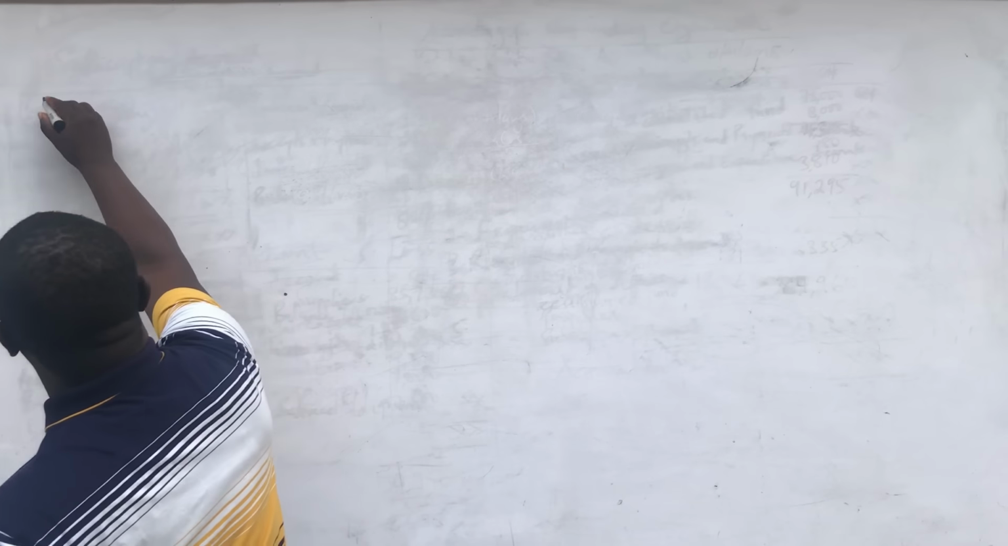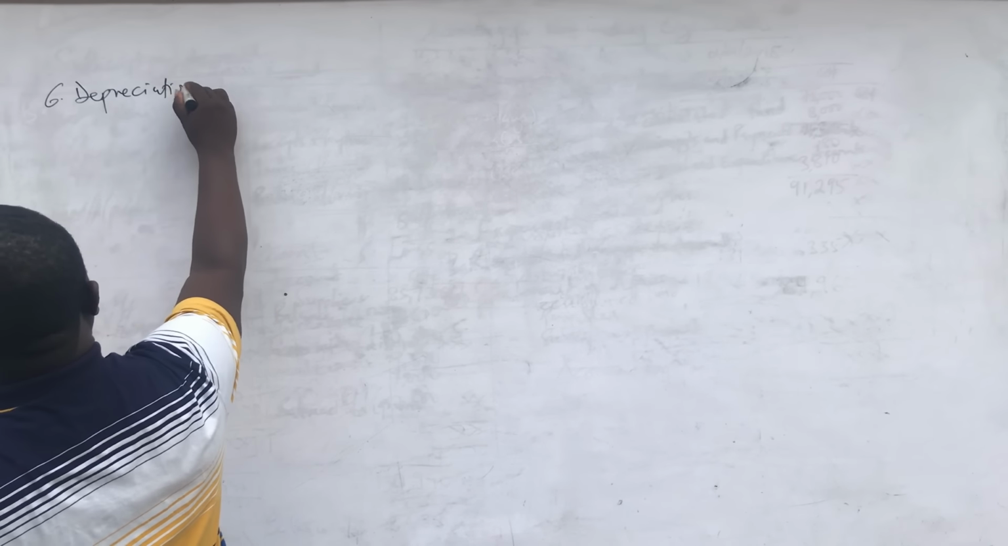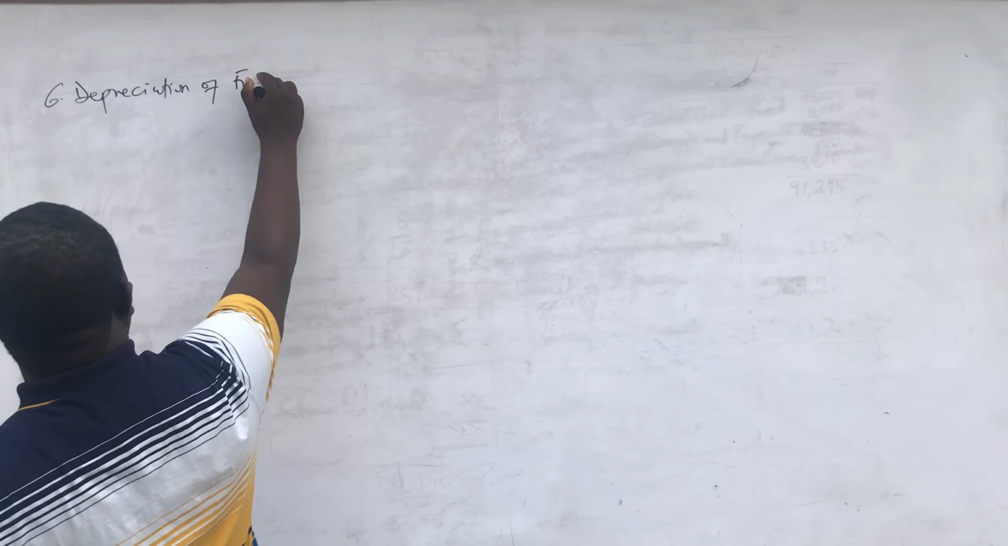Okay, so our next workings is on depreciation. So working 6, depreciation of furniture.